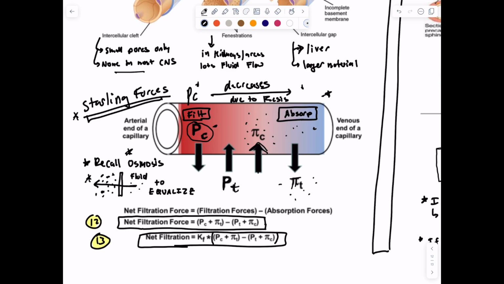All right, and so net filtration force is equal to the filtration forces pushing fluid out of the vessel and into the tissue, minus the absorption forces pushing fluid back into the capillary. Okay, and so you have P sub c, which is going to push fluid out, plus pi t, the oncotic pressure of the tissue, depending on the concentration of material outside the vessel, minus P sub t plus pi c. All right, and the net filtration is the filtration constant times the filtration force overall. Okay, we're just about done.